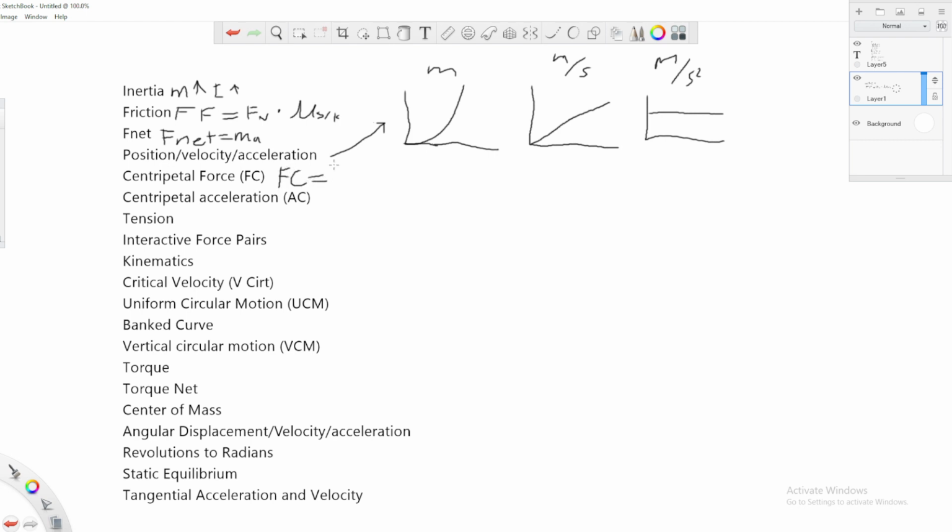Centripetal force, just remember the equation for that. Fc equals m vt squared over r. M is mass, vt is velocity, and r is radius. That will get you your centripetal force. But also remember, Fc is equal to mass times ac. So that means ac, centripetal acceleration, is equal to vt squared over r.